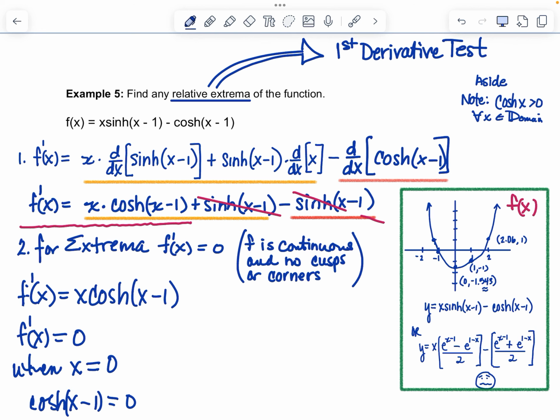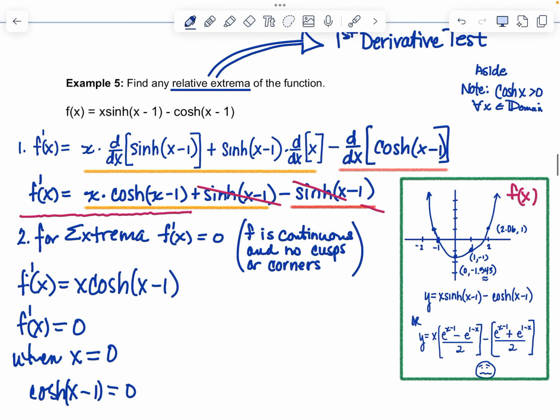Okay, put those parentheses around. So we know both of those, right? So f prime equal to 0. So what I'm going to do is say, well, cosh is always greater than 0, right? So we're going to look at a number line as to where f prime equals 0. We know at x is equal to 0, and we know cosh is always greater than 0.